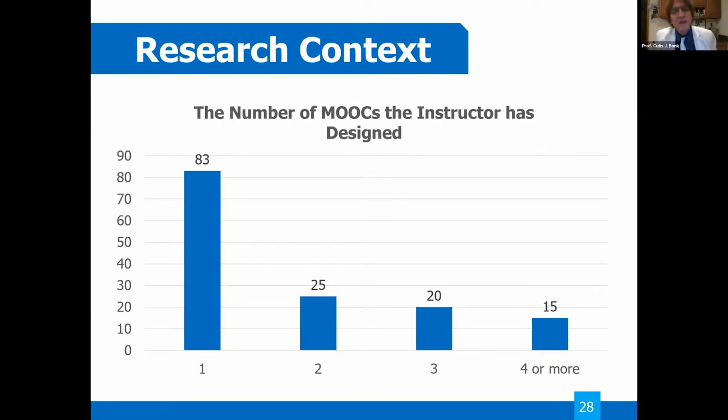And they said, oh, maybe. Or maybe they got a lot of support. Many people get a lot of production support, taking videos and such. 15 of them had 4 or more MOOCs, but that's not the norm. The norm is they're teaching 1 MOOC. So it'd be really interesting to do a study of people who have taught 6 or 7 or 8 MOOCs.